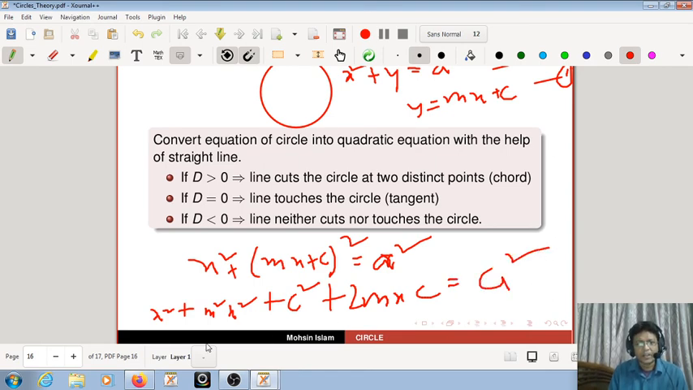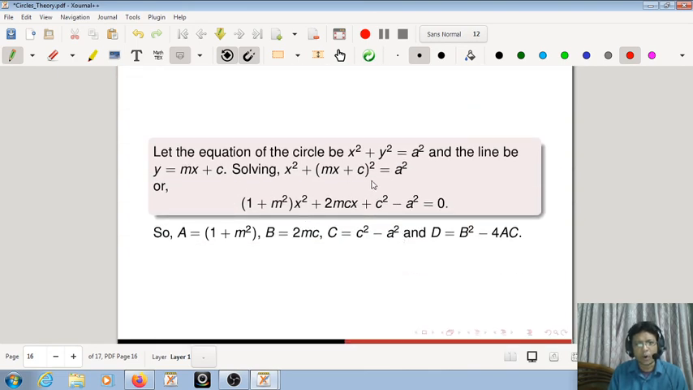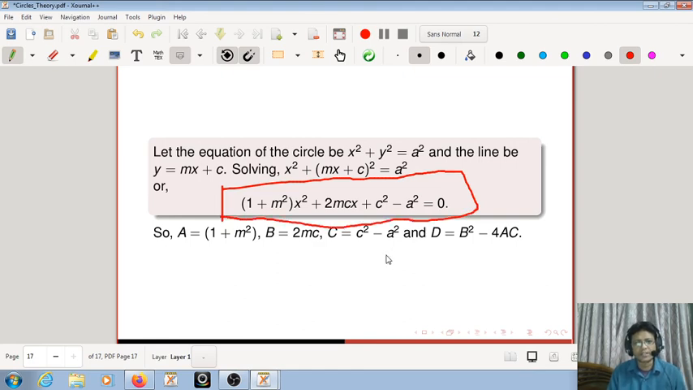You look at that, you have a quadratic in x. This is the expression I was talking about. This is the quadratic equation. So the coefficient a is given by this, b is given by 2mc, and the constant term is given by c² − a². So your discriminant is b² − 4ac.